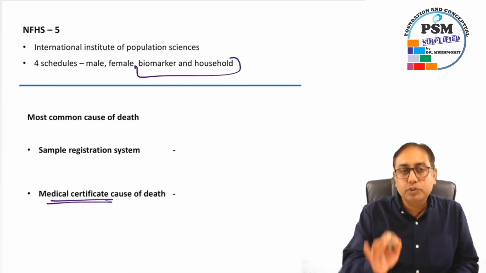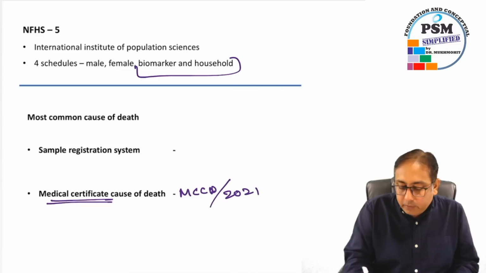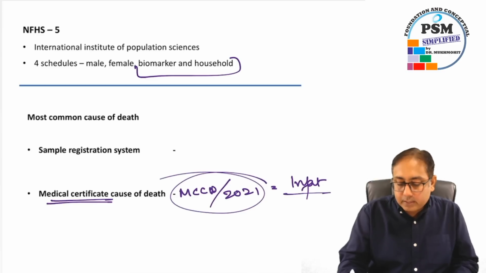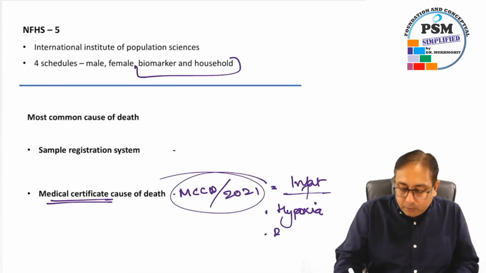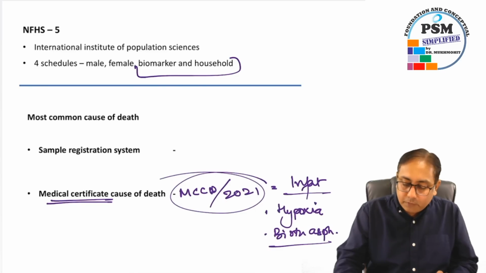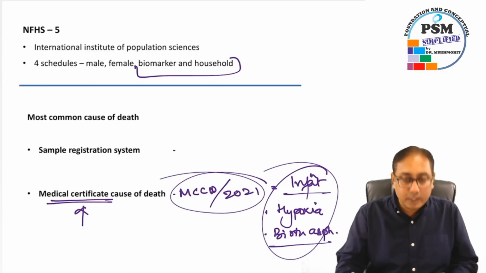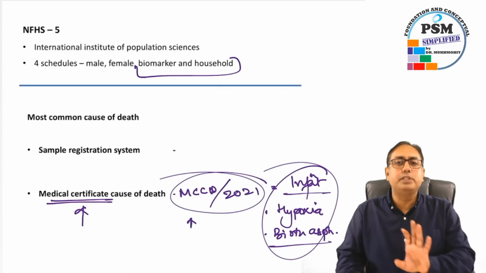But if you talk about the most common cause of death as per the MCCD 2021 report, as per this report, the most common cause of infant deaths is hypoxia, birth asphyxia and other respiratory illnesses. But please note, this is for medical certificate cause of death. This is very special, in case the MCQ directly says MCCD.